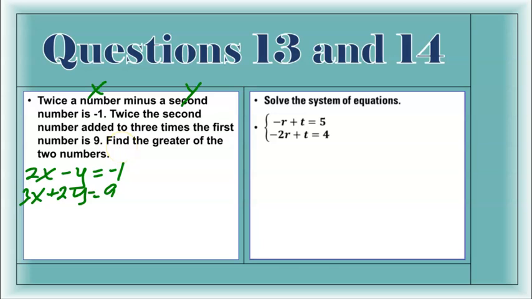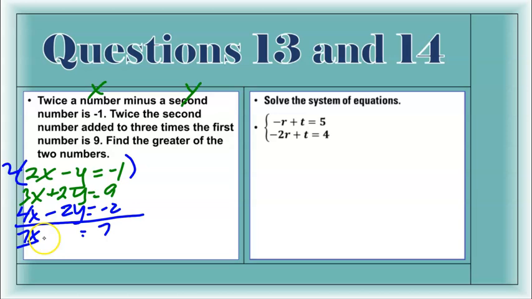Now I would use elimination here. So I'm going to eliminate my y. I'm going to multiply this top one by 2 because I already have a positive 2y. This will make it a -2y. So this is 4x minus 2y equals -2. And that leaves us with 7x equaling 7. Divide by 7 on both sides. X is going to equal 1.